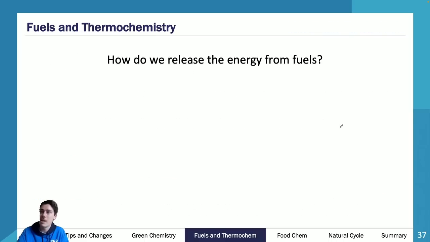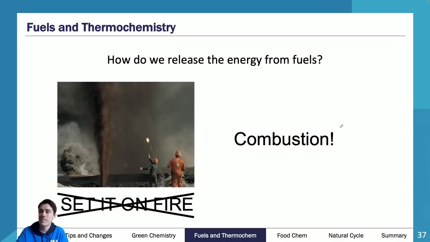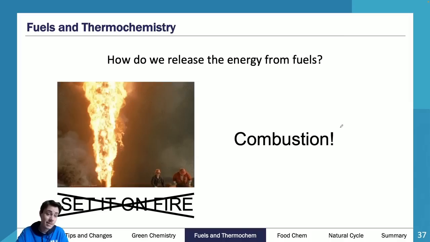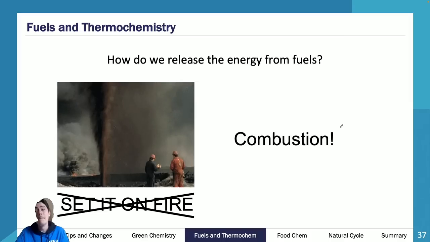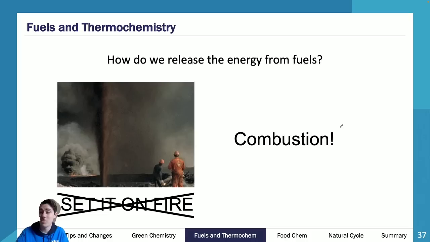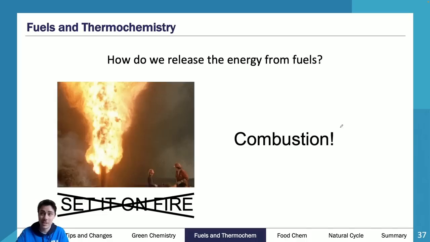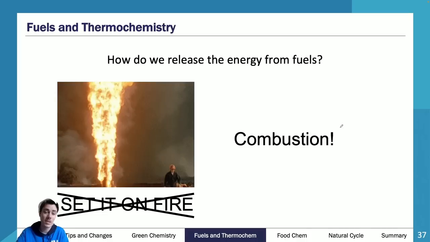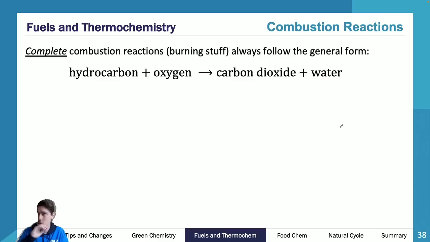Now, how do we release energy from fuels? Well, we essentially set them on fire. But we call this combustion. That is literally what we do with fuels. We pretty much set them on fire, just like that. But we call this combustion. Combustion is really interesting. Combustion comes in 2 forms: complete and incomplete. We'll talk about complete first.